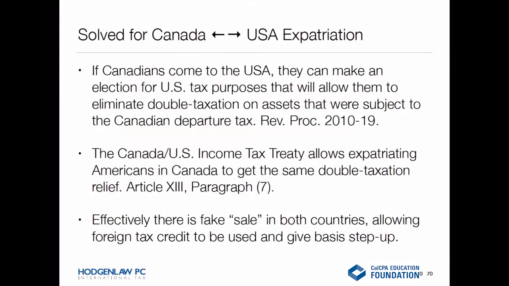There is one country where this is a solved issue, Canada. So if Canadians come to the US, they can make an election for US tax purposes that'll allow them to eliminate double taxation on assets that were subject to Canadian departure tax. So Canada also has sort of an exit tax type thing like the US. And the Canada-US Income Tax Treaty allows expatriating Americans in Canada to get the same double taxation relief. So effectively, there's a fake sale in both countries, allowing foreign tax credit to be used and giving a basis step up. So at least with one other country, we've solved the double tax problem.